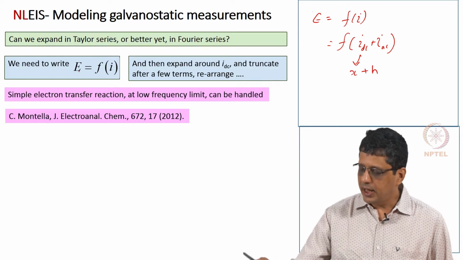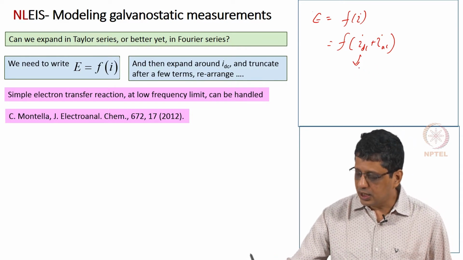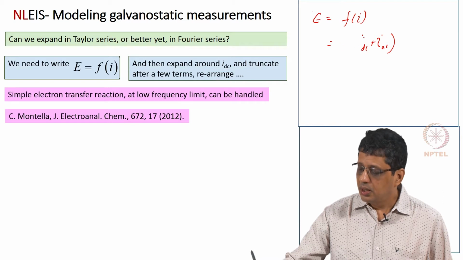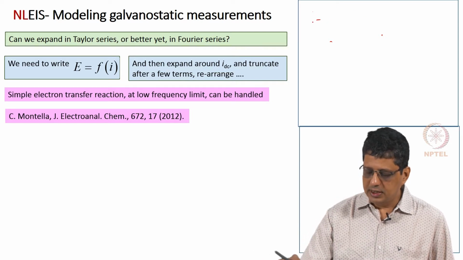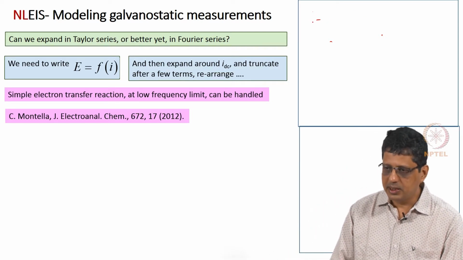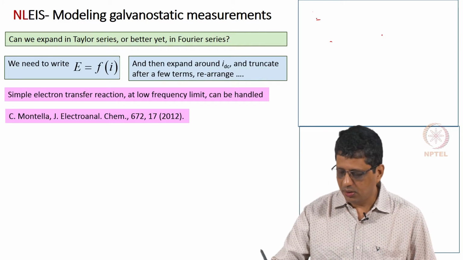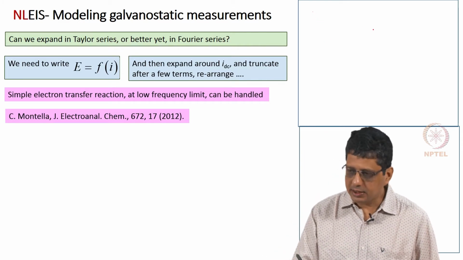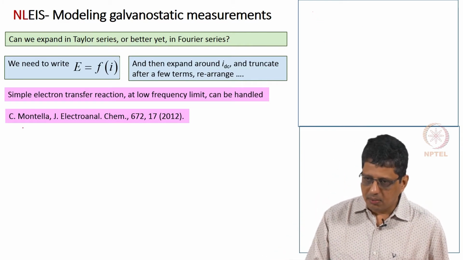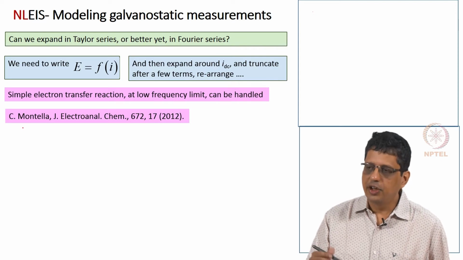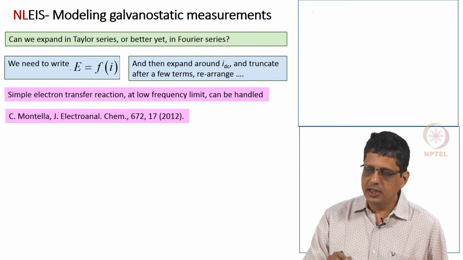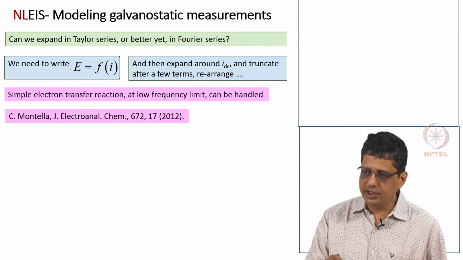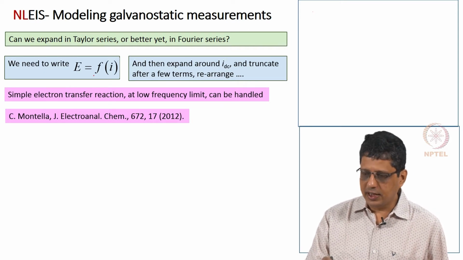If we have a very simple electron transfer reaction at low frequencies, it is possible to write this in terms of certain functions called Lambert W functions, and that has been published in 2012. But in general, if we take any reaction, it is not possible to write like this. It is not possible to write an explicit function E as a function of current.